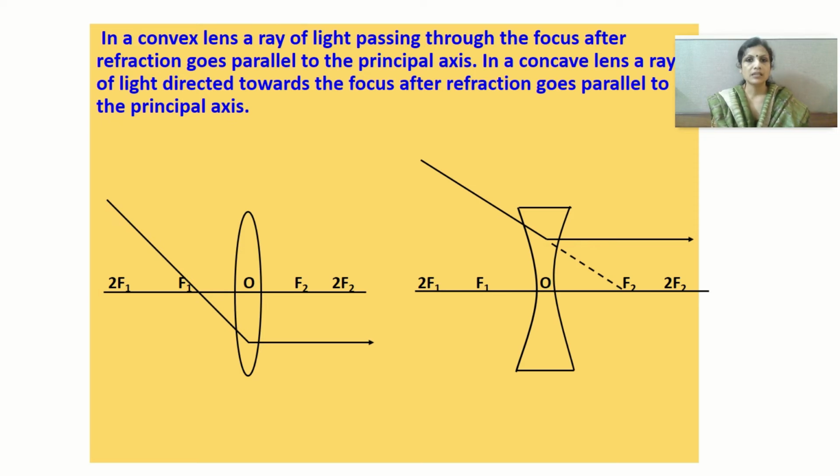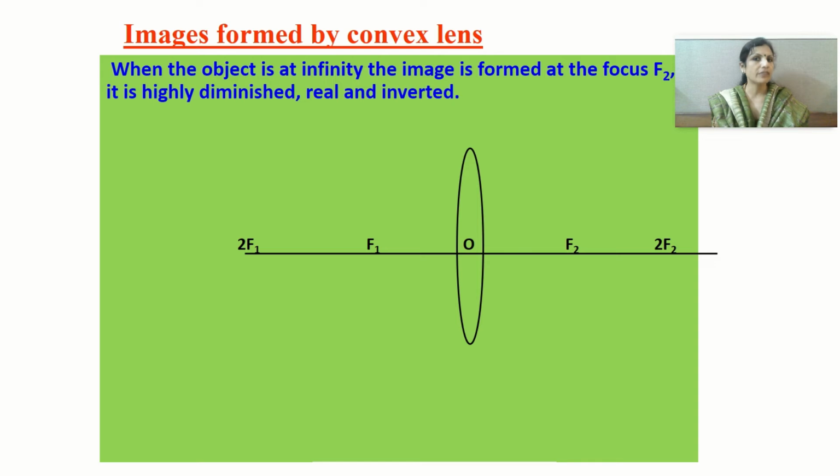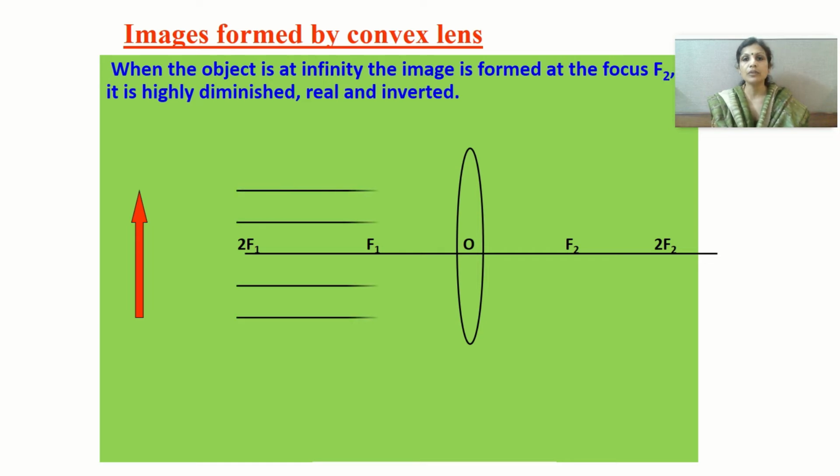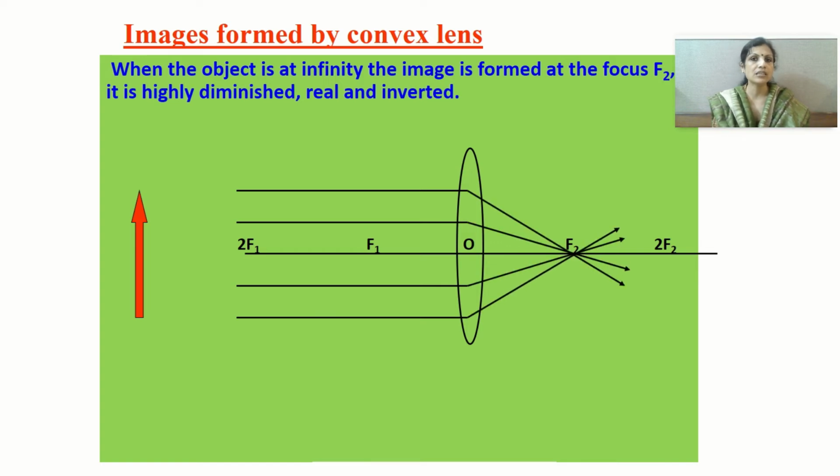So let's discuss images formed by convex lens, and this was the doubt of one child, so please have a look at this. When the object is placed at infinity, where will be the image? Now as I told you, when the object is at infinity, the rays of light coming from infinity appear parallel to each other. So these rays converge at one place on the principal axis, that is at focus F2, and here is a place where the image is formed, which is highly diminished, real and inverted.